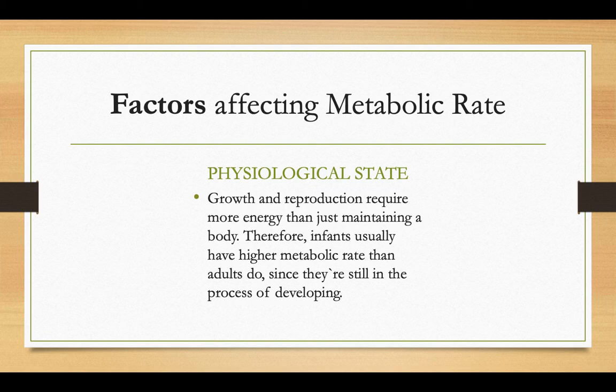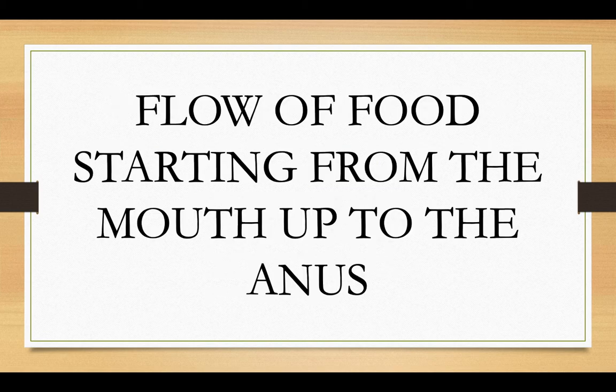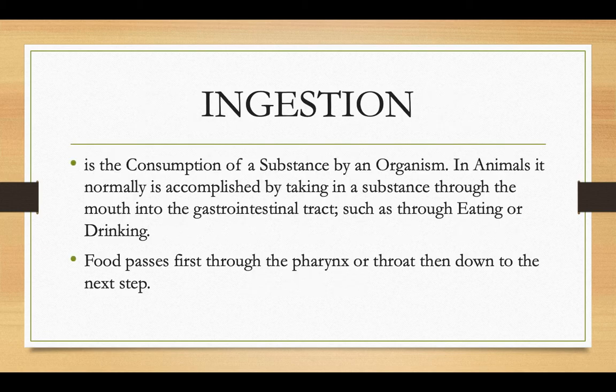So let's go through the flow of food, starting from the mouth up to the anus. First, it goes through ingestion, which is the consumption of a substance by an organism. In animals, it is normally accomplished by taking in a substance through the mouth into the gastrointestinal tract, such as simple things like eating or drinking. Food passes first through the pharynx or throat, then down to the next step. So what's the next step?